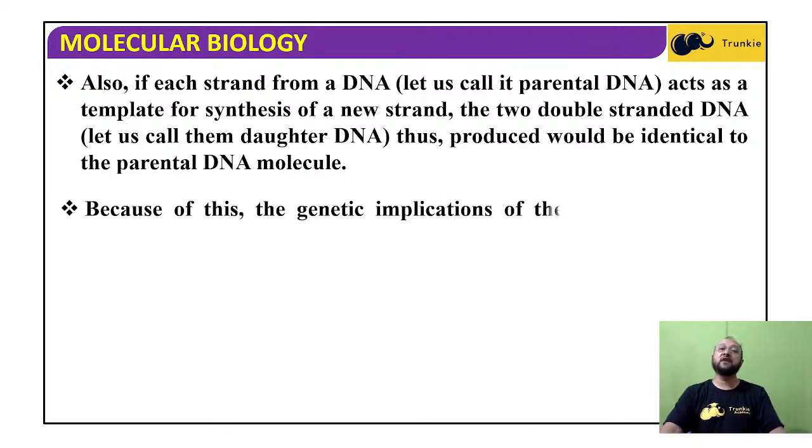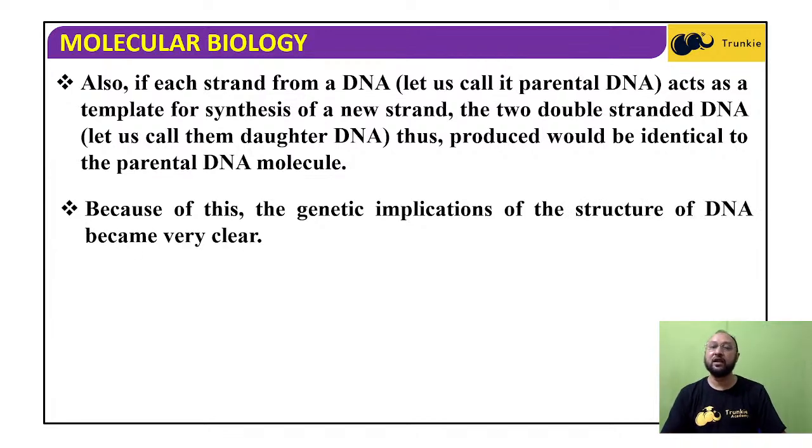Also, if each strand of DNA, let us call it the parental DNA, acts as a template for synthesis of a new strand, the two double-stranded DNA, which we call the daughter DNA, thus produced would be identical to the parental DNA. Understood? Now, if each strand of DNA that is going to replicate acts as a template for synthesis of a new strand, two double-stranded DNA will be formed in the daughter strand. The newly produced DNA would be identical to the parental DNA.